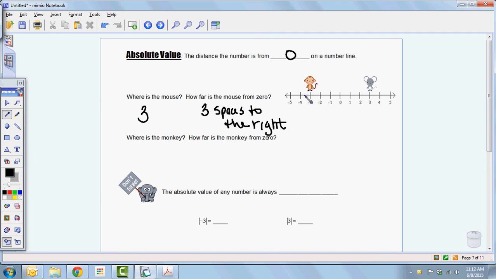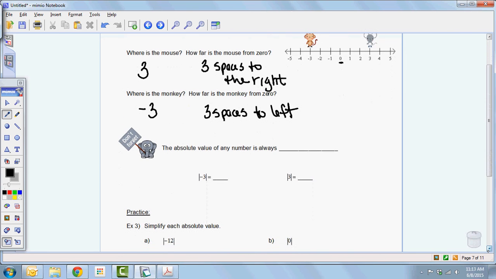Now my next question is asking about the monkey. Where is the monkey? The monkey is at the coordinate of -3. And how far is this monkey away from 0? Well, this monkey is 1, 2, 3 spaces, but this time to the left. Okay, so why did I have you do this? Both of these animals are 3 spots away from 0, even though they're standing at different coordinates. This guy was at +3, this guy was at -3, but both of them are just 3 spots away from 0. And that's what absolute value is talking about.